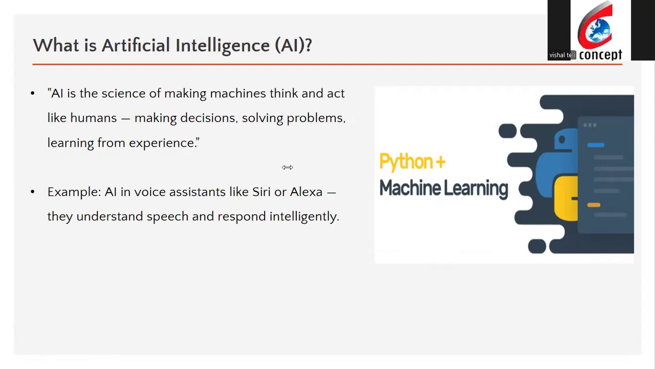So let's discuss what is artificial intelligence. AI is the science of making machines think and act like humans: making decisions, solving problems, learning from experience. And what is machine learning? Machine learning is a subset of AI. Then there is deep learning, which is again a subset of machine learning. So AI is a broad concept. Let's take the example of AI in voice assistants like Siri or Alexa. They understand speech and respond intelligently.